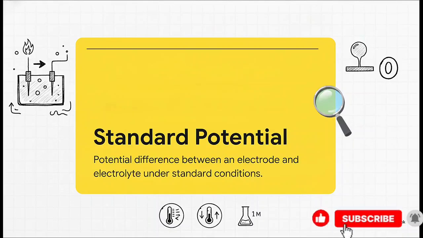Obviously, we need a way to measure the pulling power of these cells, so we use the standard electrode potential, which we call E0. This is the potential difference between an electrode and its electrolyte, strictly measured under perfect textbook conditions. So that's exactly 298 Kelvin, 1 atmosphere of pressure, and a 1 molar concentration. Because we can only measure differences and not absolute potentials, chemists assign the standard hydrogen electrode a potential of exactly 0, and basically just measure everything else against it.